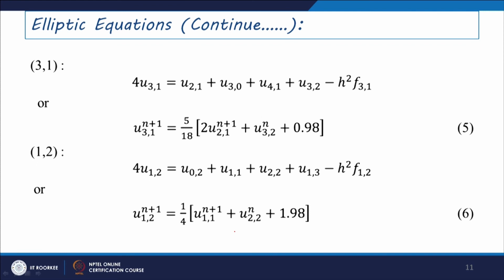And if we go for i equals 3, keeping j fixed, we have this series expansion in this form: 4u31 equals u21 plus u30 plus u41 plus u32 minus h² f31. And u30 is j equals 0, meaning u equals 1, and with the value 0.02, this difference is coming as 0.98 here.